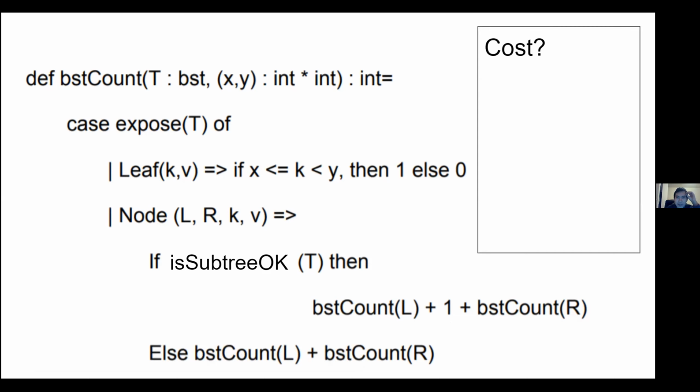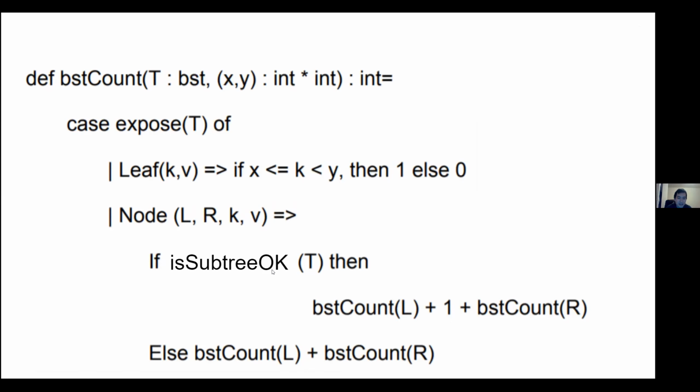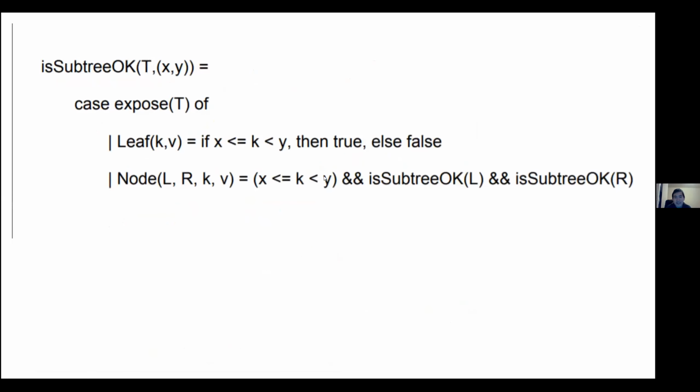So let's quickly talk about the cost bound of this approach. We know that is subtree okay. Let's go back to is subtree okay. What is the cost of this function is subtree okay? Can someone tell me work and span? You can assume that these two parts are run in parallel.